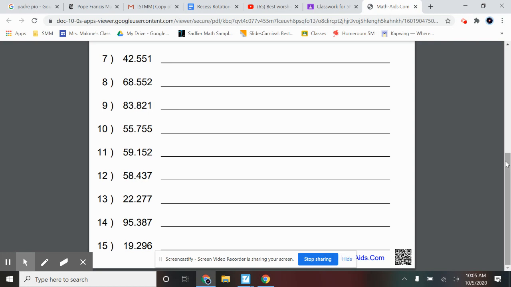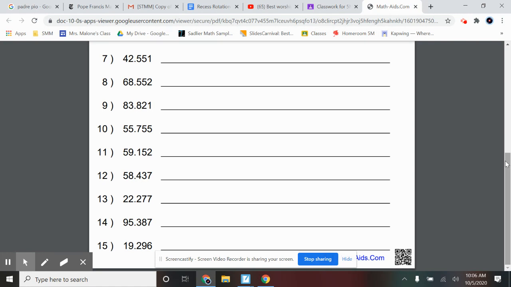Number 12, 50 plus 8 plus 0.4 plus 0.03 plus 0.007. 4/10, 3/100, 7/1000. 13, 20 plus 2 plus 0.2 plus 0.07 plus 0.007. 2/10, 7/100, 7/1000.